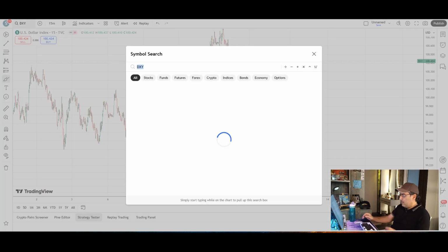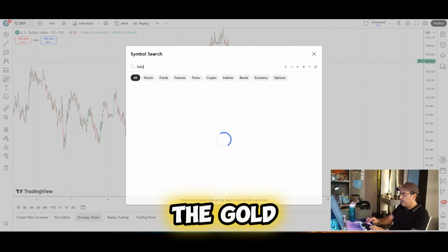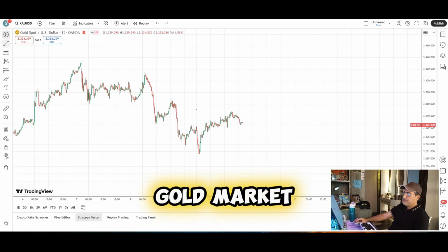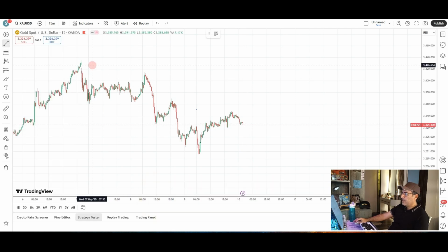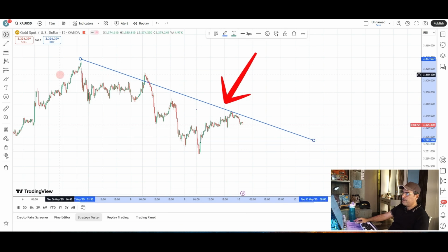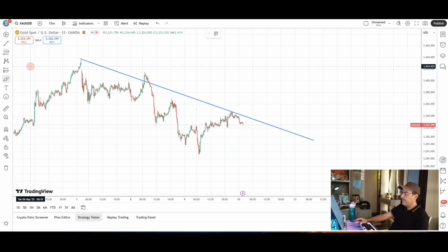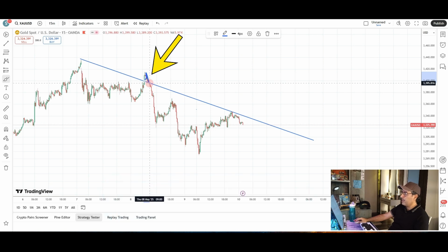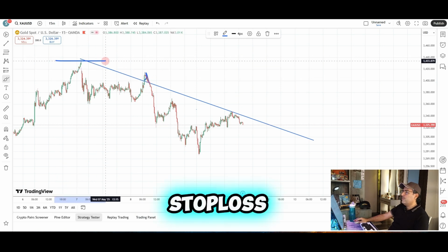Now the gold. Now the gold market. We are going to make a trend line like this. Now this is the perfect example we found over here. This area, this is the trickiest part where most of the retail traders get hooked up. If you have opened an entry at this level, that is 3402, your stop loss needs to be over here.